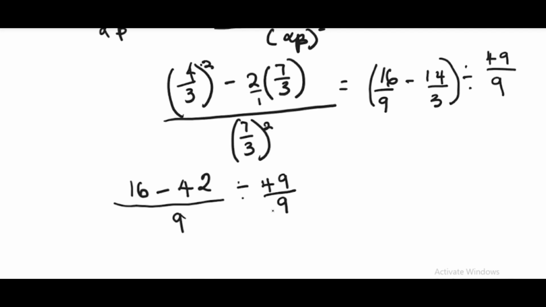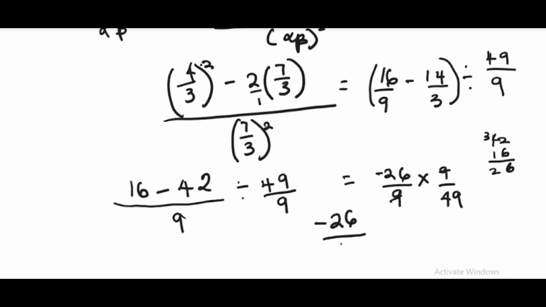All right, so 16 minus 42 would give us, okay, let's have 42 minus 16 by the corner. We have 6 here, 3 is left here. We have minus 26 over 9. So changing that division to multiplication, we have 9 over 49. So this 9 will take this 9. So we have minus 26 over 49.